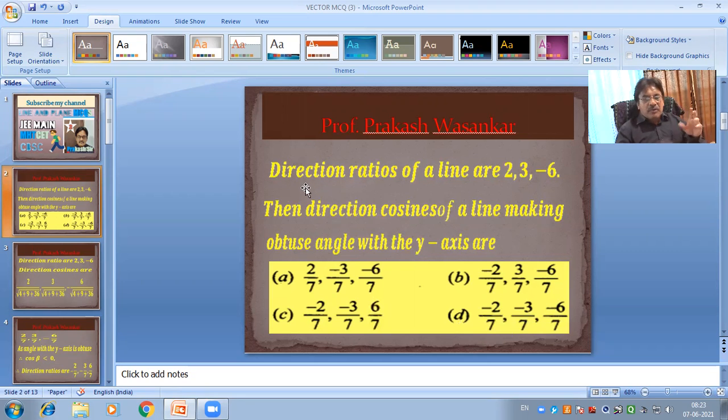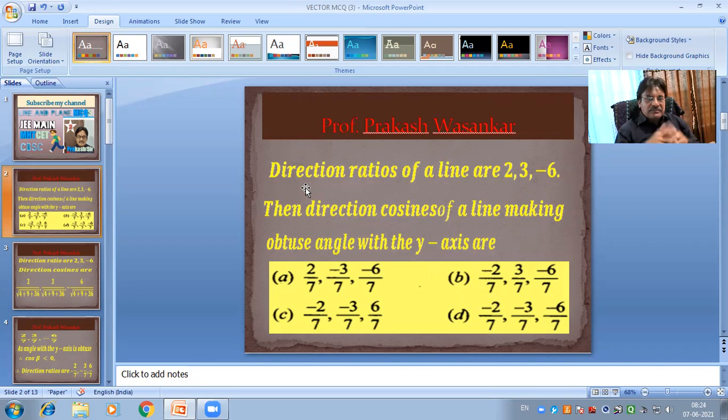In this problem, direction ratios of a line are given and direction ratios are 2, 3, minus 6. And we know that the direction ratios are denoted by letters small a, small b and small c, and direction cosines are denoted by the letters small l, m, n. Again, we know the formula for finding the direction cosines. That is, l is equal to a upon under root a square plus b square plus c square. m is equal to b upon under root a square plus b square plus c square. n is equal to c upon under root a square plus b square plus c square.